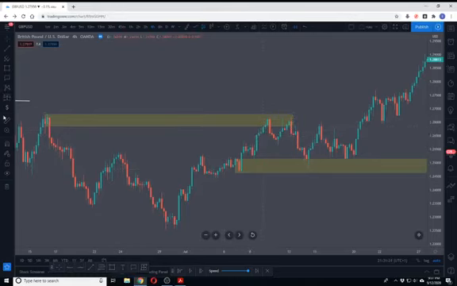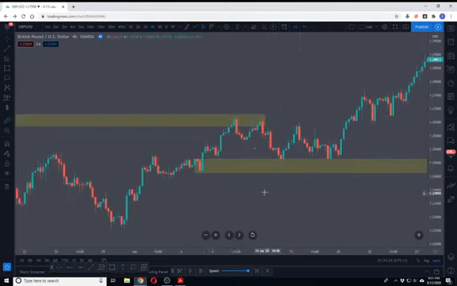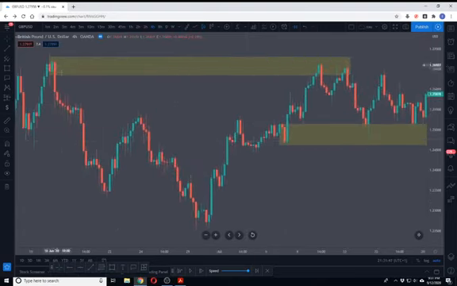It still gives you 180-ish pips, and you could probably go down to the lower time frame here, look for a break of structure, and take a decent amount of money off of that trade. And as you can see, what happens here is this is your bearish order block.